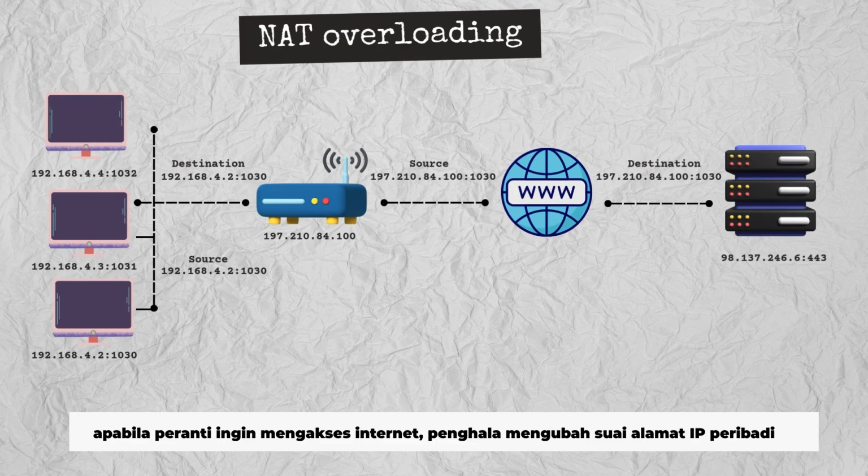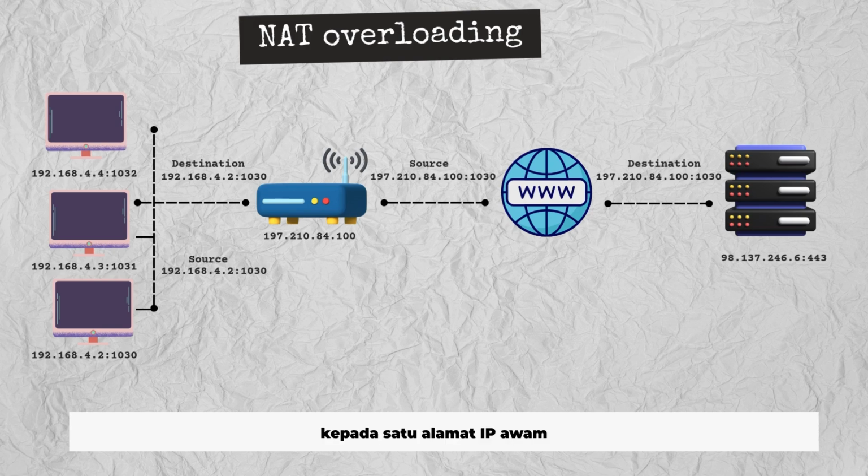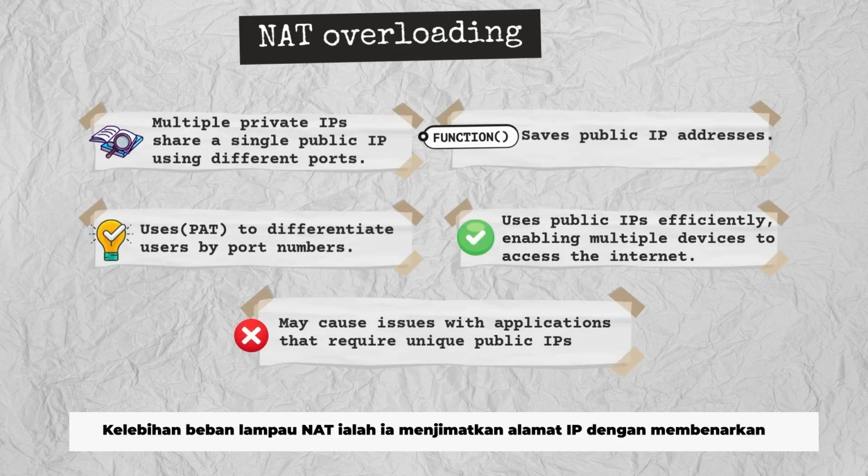When a device wants to access the internet, the router modifies the private IP address to a single public IP address. The advantages of NAT overloading are that it conserves IP addresses by allowing multiple devices to use a single IP. It also enhances security by hiding the internal IP addresses from external users.